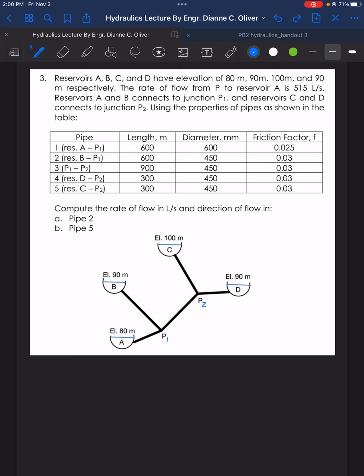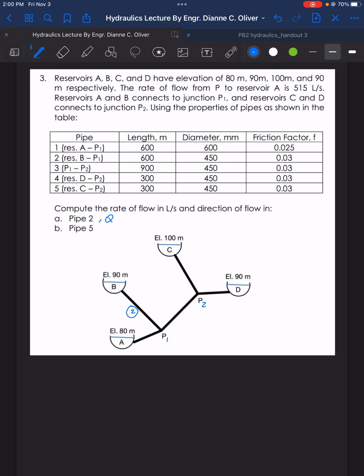Using the properties of pipes as shown in the table, so this is the table, compute the rate of flow in liters per second and the direction of flow in pipe number 2. So it's asking for the direction of flow in pipe number 2. What's pipe number 2? It's reservoir B to P1. So this is pipe number 2.